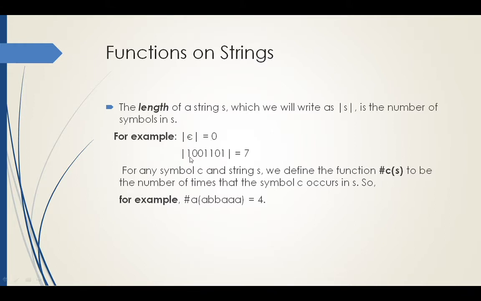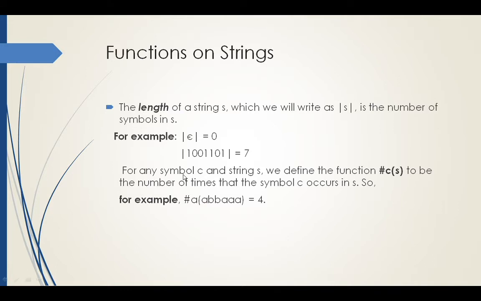Take another example. This is a binary string which is made up of zeros and ones. So how many binary digits are there? 1, 2, 3, 4, 5, 6, 7 binary digits are there. So what does it return? It returns the length of the string as 7, because 7 binary digits are there.